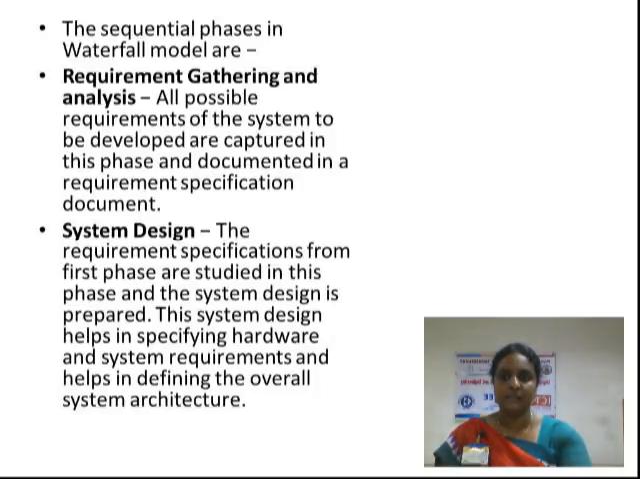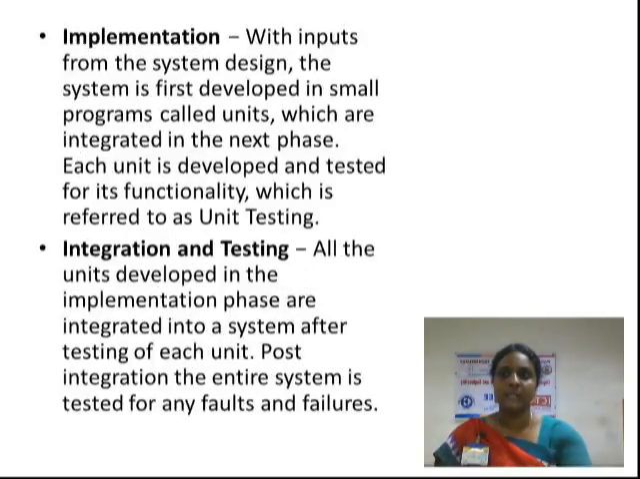Then comes the system design. The requirement specifications from the first phase are studied in this phase and the system design is prepared. The system design helps in specifying hardware and system requirements and helps in defining the overall system architecture. Then comes the implementation phase. In this, all the inputs of the system design are first developed in small programs called units, which are then integrated in the next phase. Each unit is developed and tested for its functionality, which is referred to as unit testing.